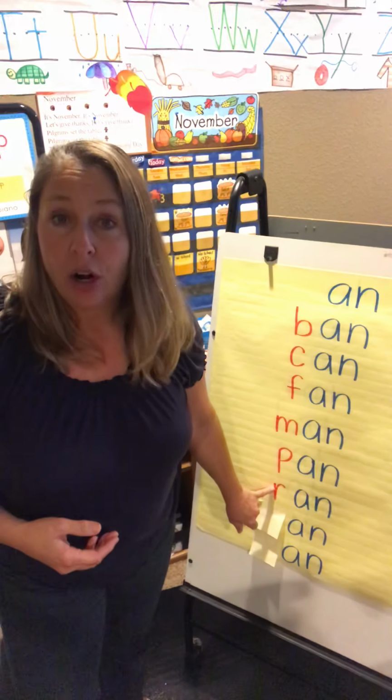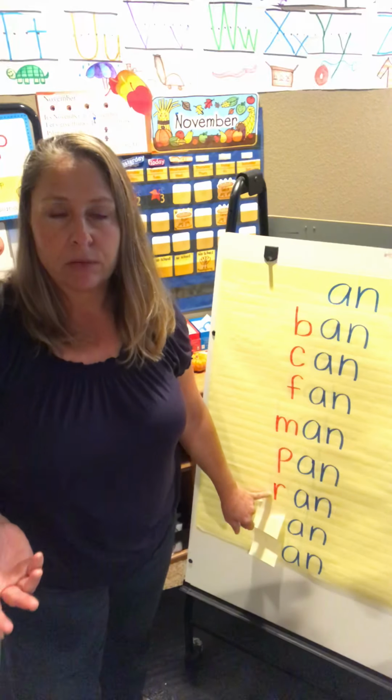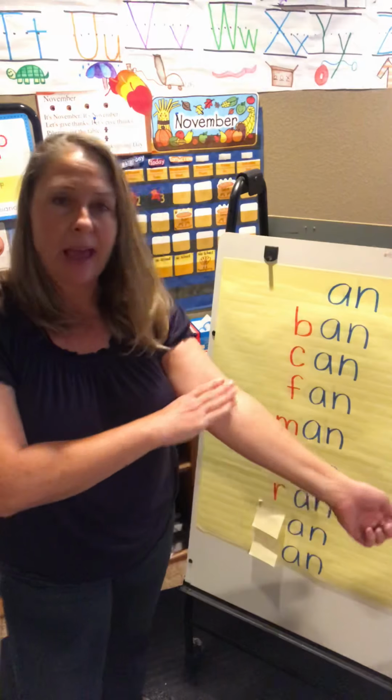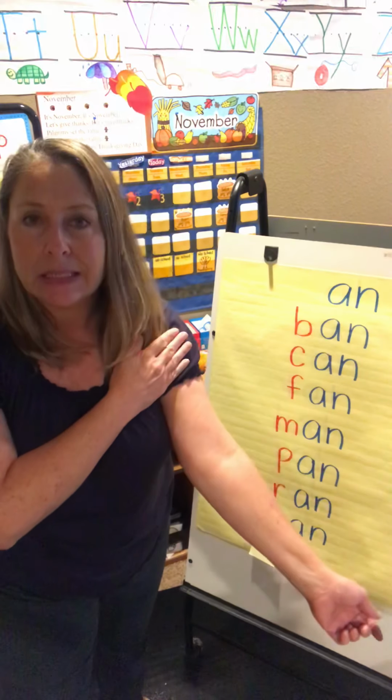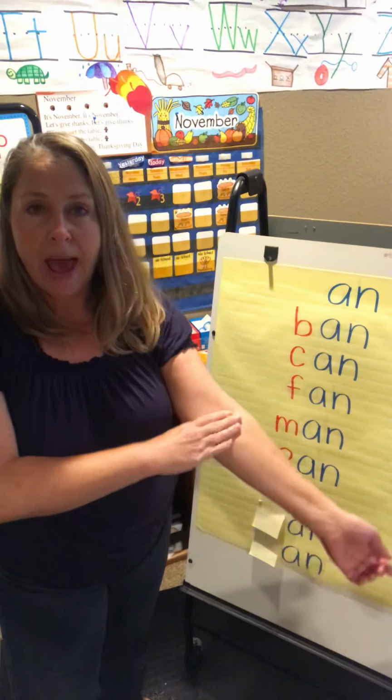What happens if we put an R in front of an? What word do we make then? What does R say? R says r. A says a, N says n. Here we go. Let's sound it out. R, a, n, ran. This is the word ran.